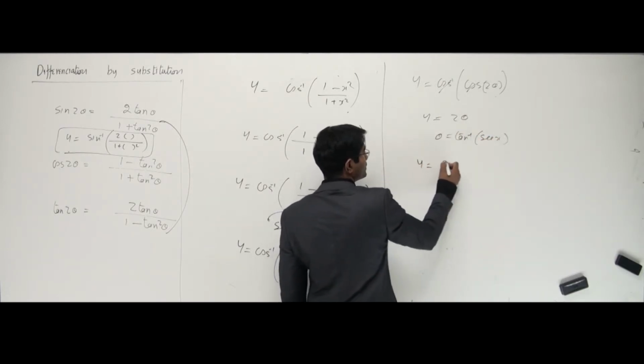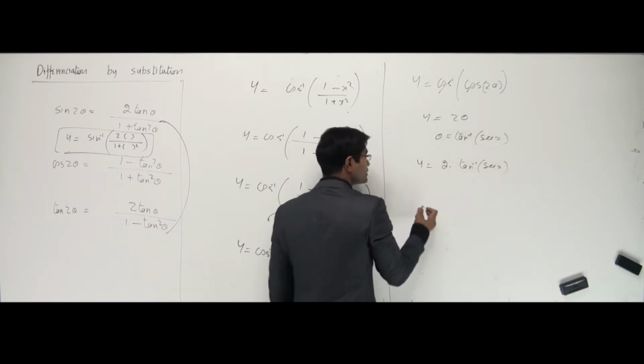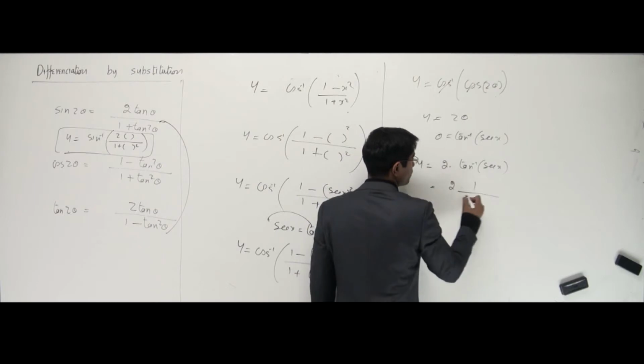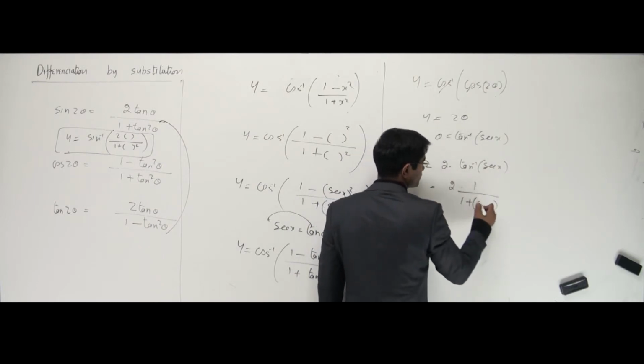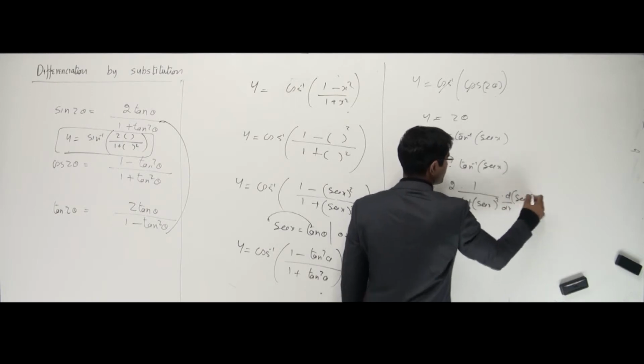So I'll write y is equal to 2 times tan inverse of secant x, and can I differentiate this? Yeah, 2 into 1 by 1 plus whatever is inside the whole square, that is secant x the whole square, into differentiation of secant x. So what happens to my problem?